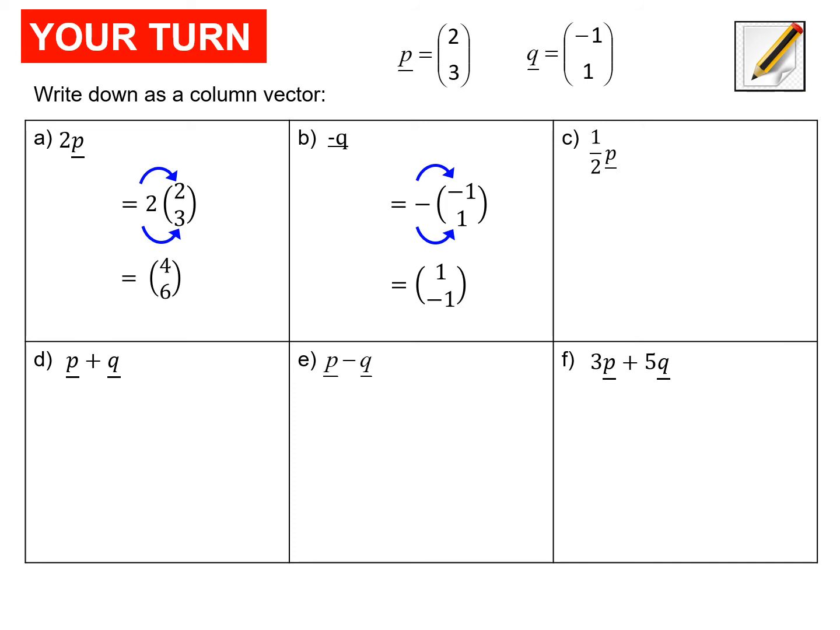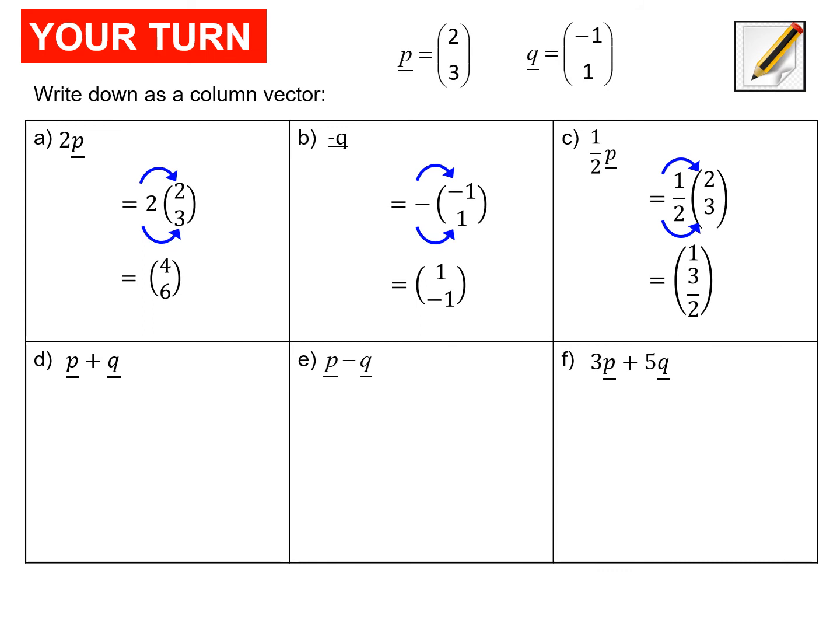For C, we have a half P, so we are just multiplying a half times 2 and a half times 3. A half times 2 is 1. A half of 3 is 3 over 2, so we would write that as a fraction rather than a decimal.